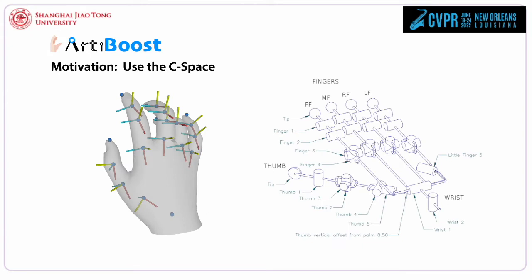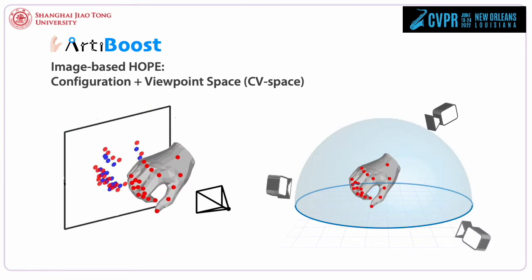Consider compositional multi-body articulation, for example, the hand and object poses during interaction. If we limit the object types, we can also create a discrete Z-space to cover all the possible configurations. If we train a neural network with sufficient data, sufficient to cover all the possible poses in the Z-space, the network is able to reconstruct the underlying Z-space. As for image-based pose estimation, it has an extra viewpoint dimension. Hence, the solution lies in a configuration plus viewpoint space, which we call the CV space.